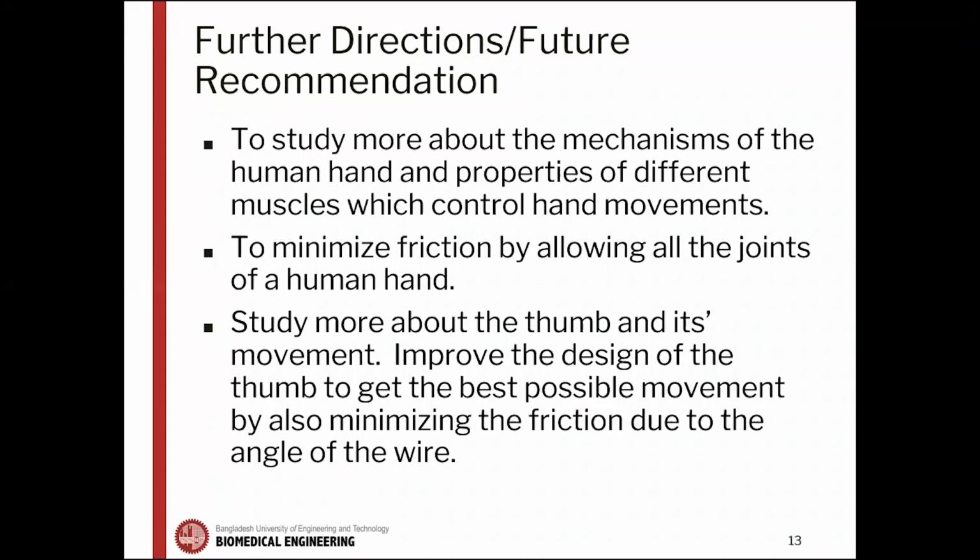And if further studies can be done on this, our recommendation would be to study about the human hand, hand movements, and muscle properties. Minimize friction while allowing all the joints to be mobile. Study more about the thumb and come up with the best possible outcome where the wire angle can be optimum.